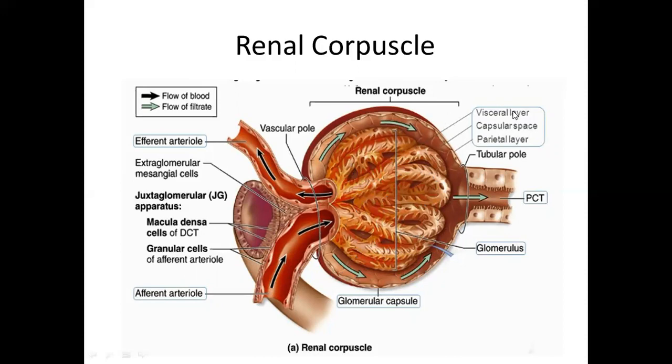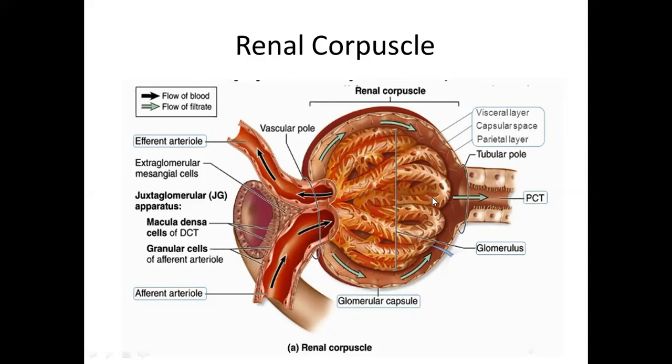And then what we don't have to identify, or it is not clearly distinguishable in the micrograph, is the visceral layer made up of the podocytes. Then the part of the renal corpuscle from where the blood vessels are entering or exiting, like afferent arteriole entering and efferent arteriole exiting, that part of the renal corpuscle is termed as vascular pole.